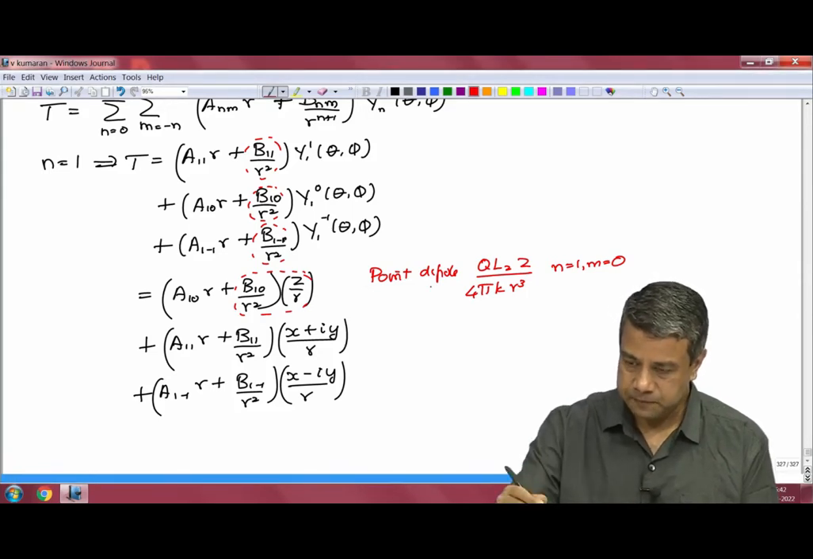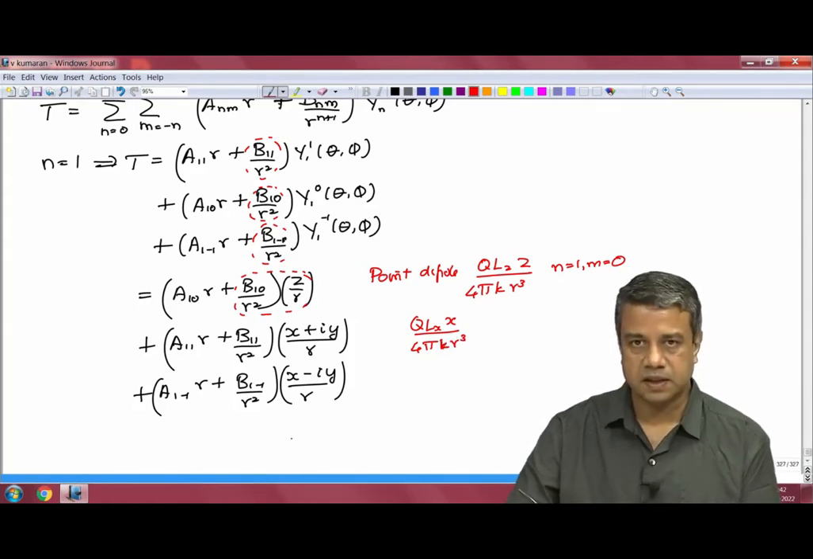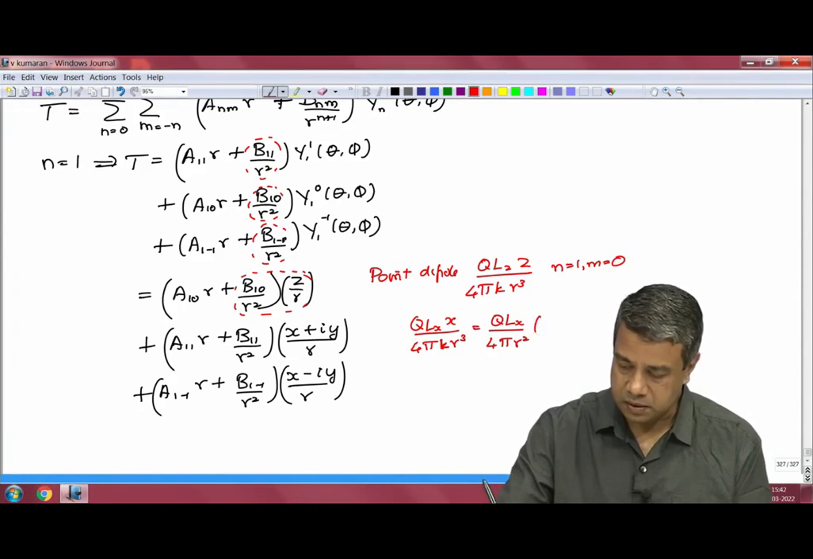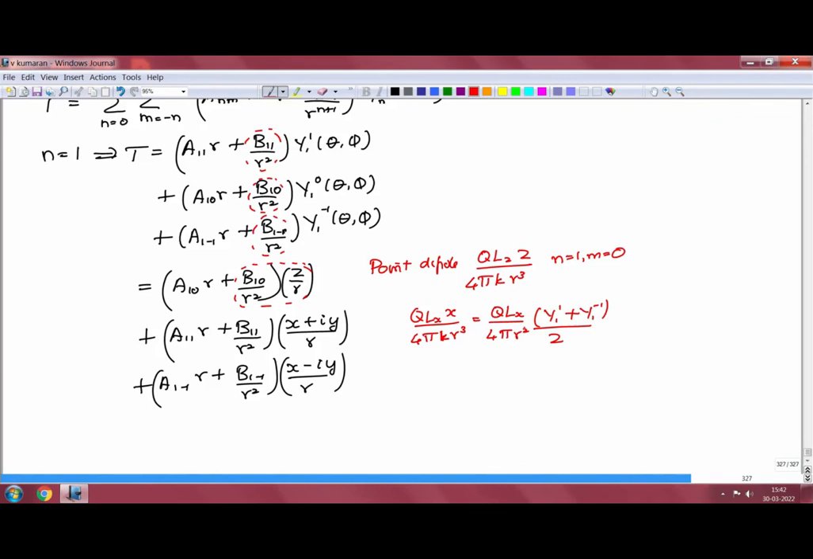In the x direction, q Lx x by 4 pi k r cubed. That was the separation in the x direction. This can be written as q Lx by 4 pi k r square into Y11 plus Y1 minus 1, by 2. So, if I take a combination of these two, Y11 and Y1 minus 1 by 2, I get x, and that is what I have over here.